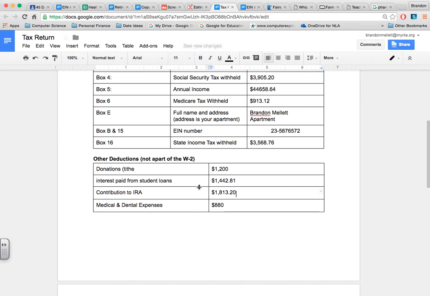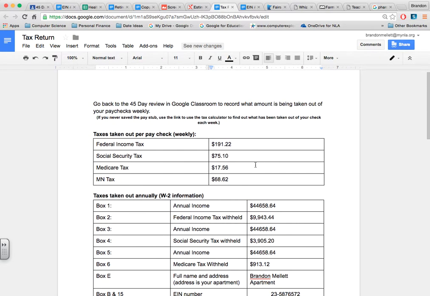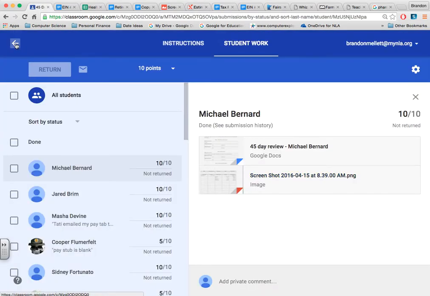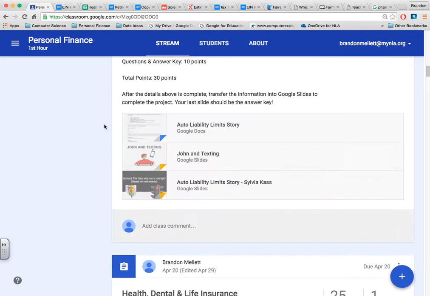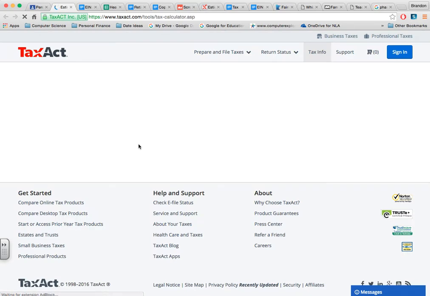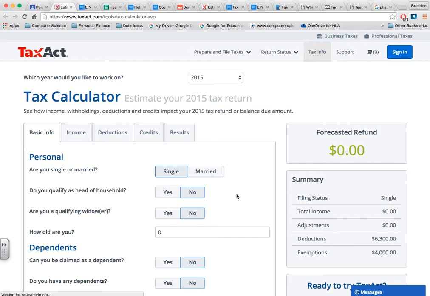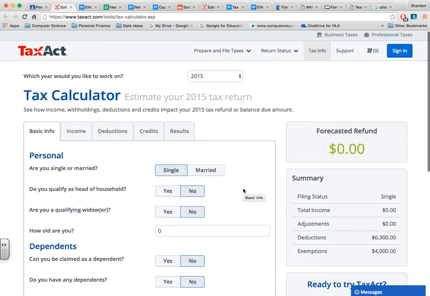All right, so now we have all our other deductions. We know our taxes taken out. Now it's time to actually file our taxes. So we're going to go back to the assignment, and there's a calculator that's attached. This one is just an estimator of what we'd have to owe, or whether we get a return or refund on our taxes. So let's take a look at this.